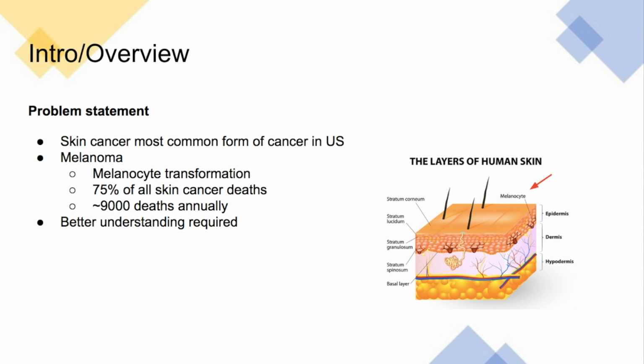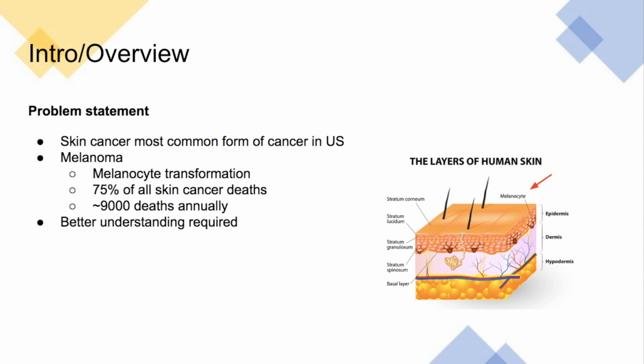So, why is this research important? Skin cancer is the most common form of cancer in the United States. Skin cancer is divided into two groups, non-melanoma and melanoma categories. Melanoma is caused by transformation of pigment-producing cells known as melanocytes. Although melanoma is less common, it is a more serious type of skin cancer. Melanoma contributes to over 75% of all skin cancer deaths and accounts for around 9,000 deaths in the US annually.